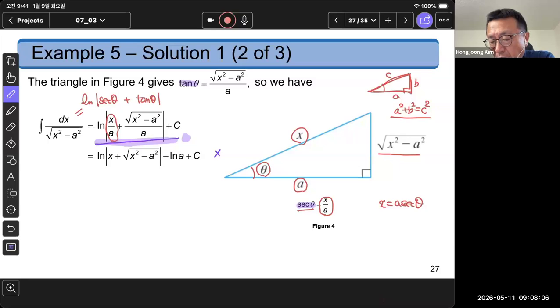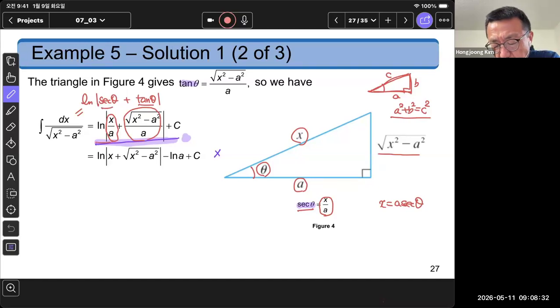And when the opposite is the square root of x squared minus a squared, tangent will be the ratio between the opposite and the adjacent, which will be the square root of x squared minus a squared over a. So that is your tangent. Then I can easily replace this secant and tangent theta in terms of x variable.